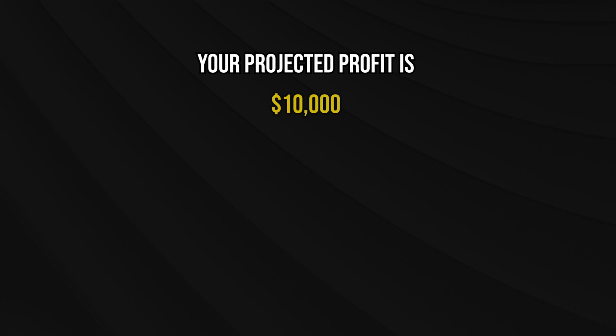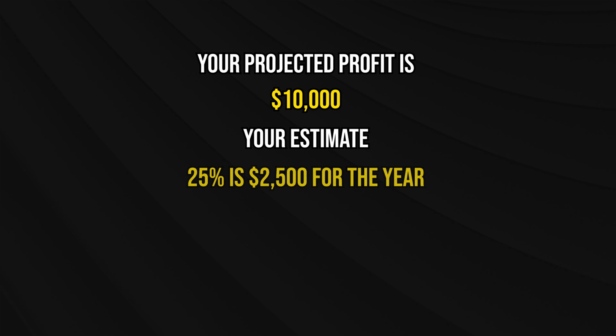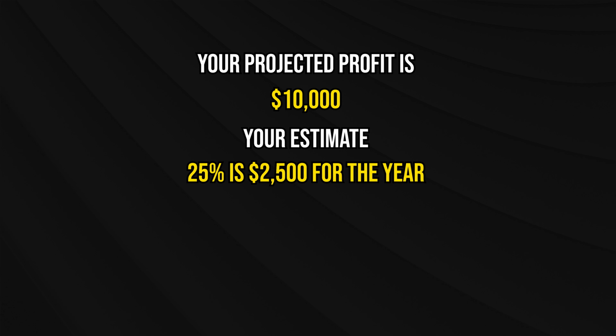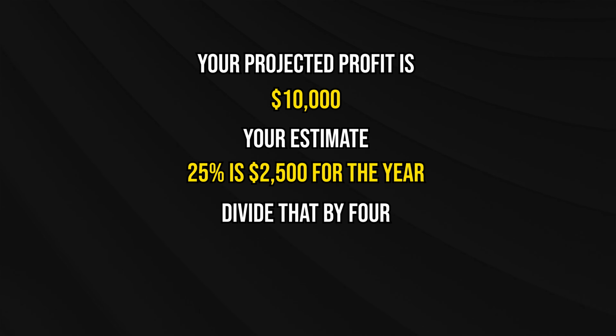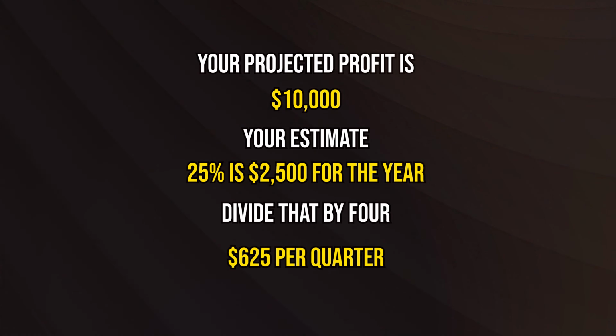For example, your projected profit is $10,000. Your estimate, 25%, is $2,500 for the year. Divide that by 4, $625 per quarter. Not perfect, but accurate enough to avoid penalties and avoid a surprise bill later.